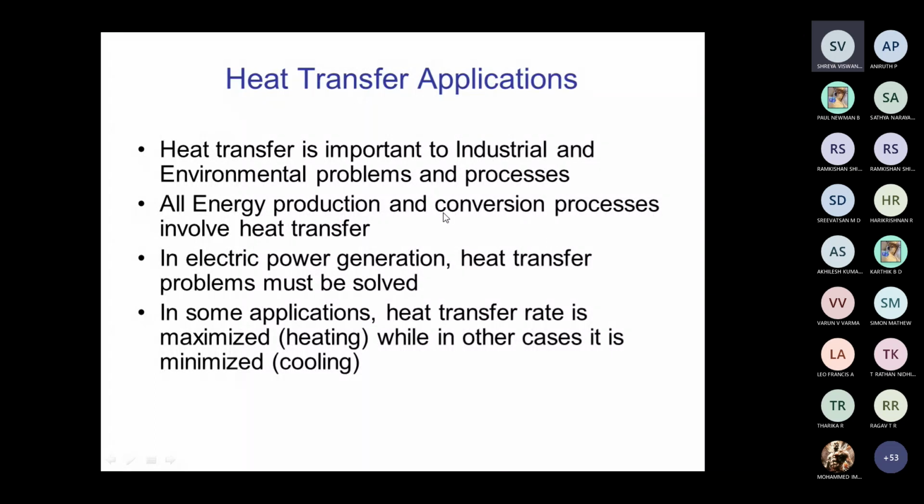All energy production and conversion processes involve heat transfer, even electric power generation. That's what I told you in the very first class, about the bursting of tubes. There also you need the idea of heat transfer. Unless you have the idea of critical radius of insulation, you will not be able to manufacture electrical cables. Similarly, in some applications the heat transfer rate is maximized, while in other cases it is minimized. Where we have to maximize and where we have to minimize the heat transfer is also important.